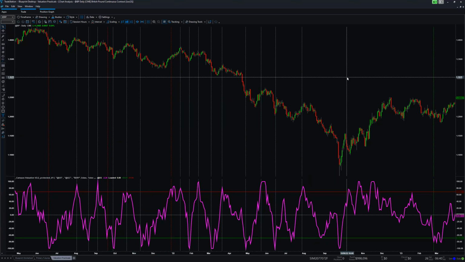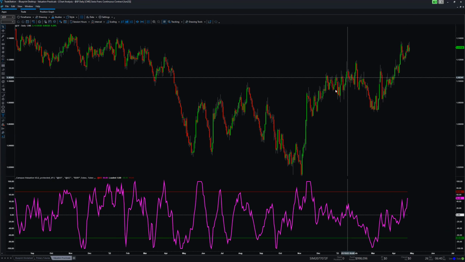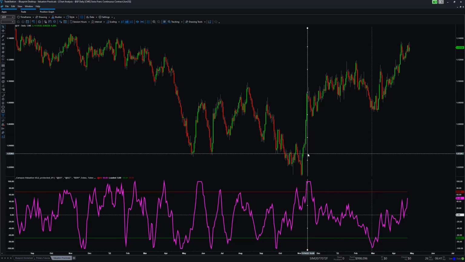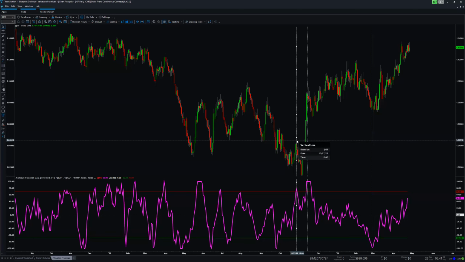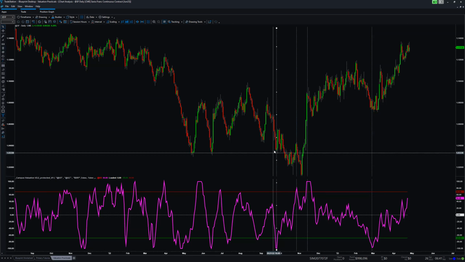What else could we look at? Swiss franc. So here it works pretty well. Here it works a little bit, but not that great. Here it works all right. And then here it doesn't work at all.